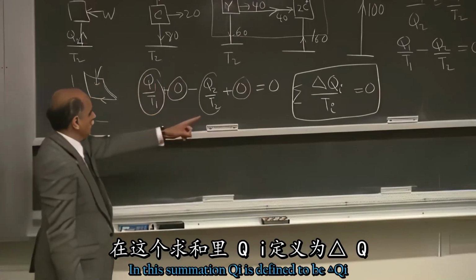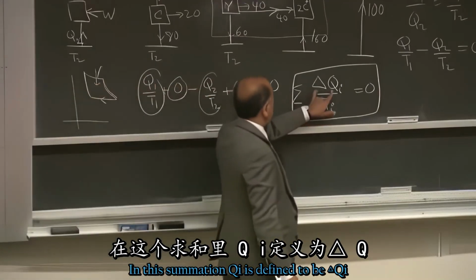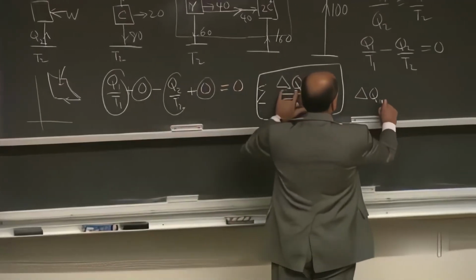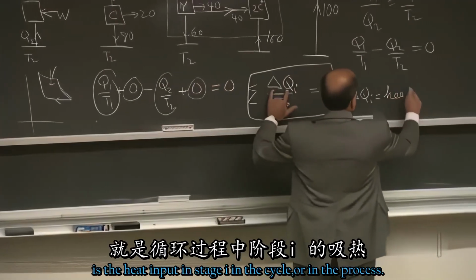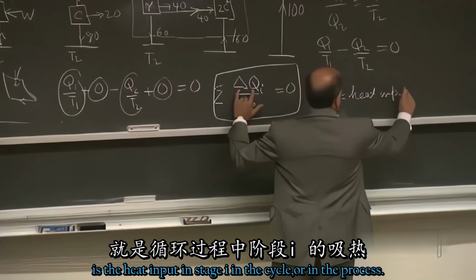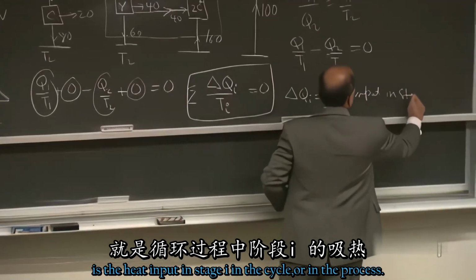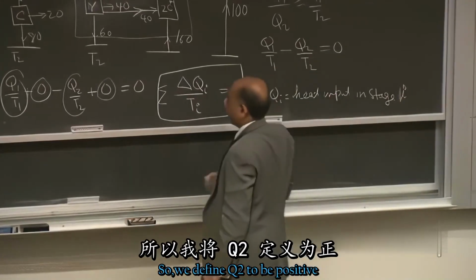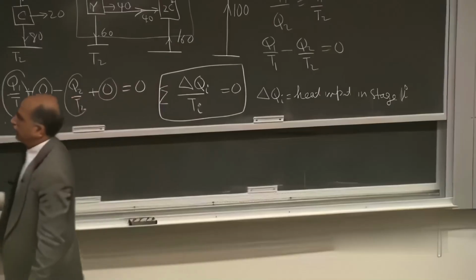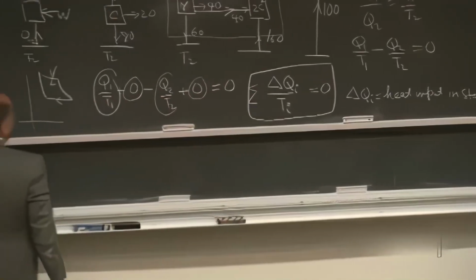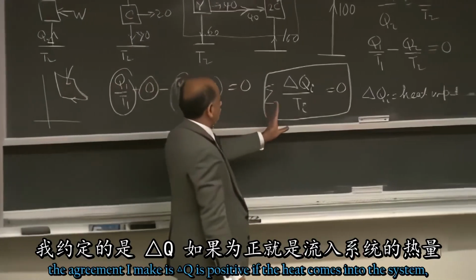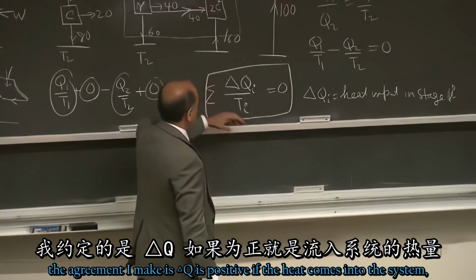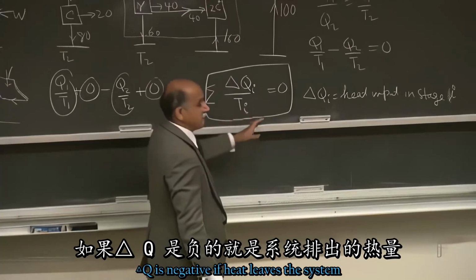In this summation, delta Qi is defined to be the heat input in stage I, in the cycle or in the process. So we define Q2 to be positive even though it was rejected by the engine. But in this summation, the agreement I make is delta Q is positive if heat comes into the system, delta Q is negative if heat leaves the system.